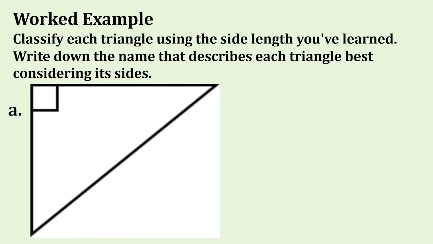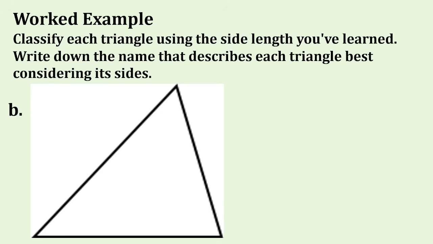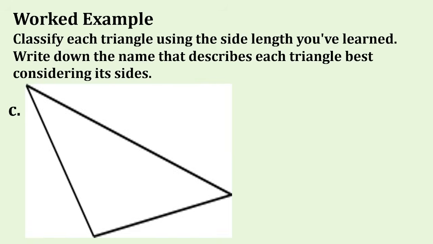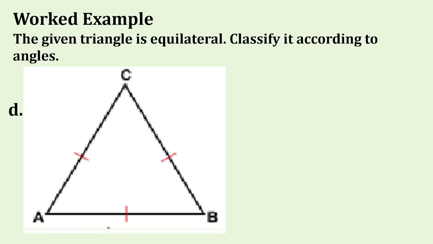Work example. Classify each triangle using the angle measures you've learned. Write down the name that describes the triangle best. Letter A. This is a right triangle. Letter B. Acute triangle. Letter C. Obtuse triangle. Letter D. Acute triangle.